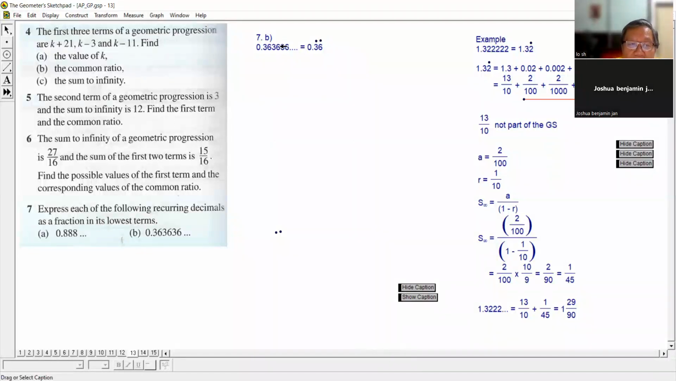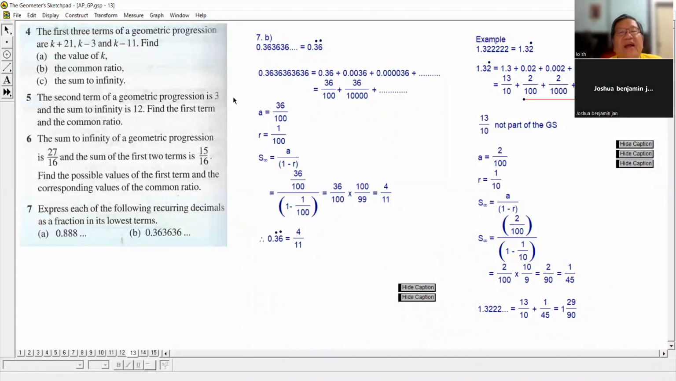So again, I try to break this number into many, many parts, like over here. So how to break them into many parts? Okay, it's like that. 0.36363636. I can break it into 0.36 plus 0.00036 plus 0.000036. Now, can you see what is the difference between this one here and this one here?